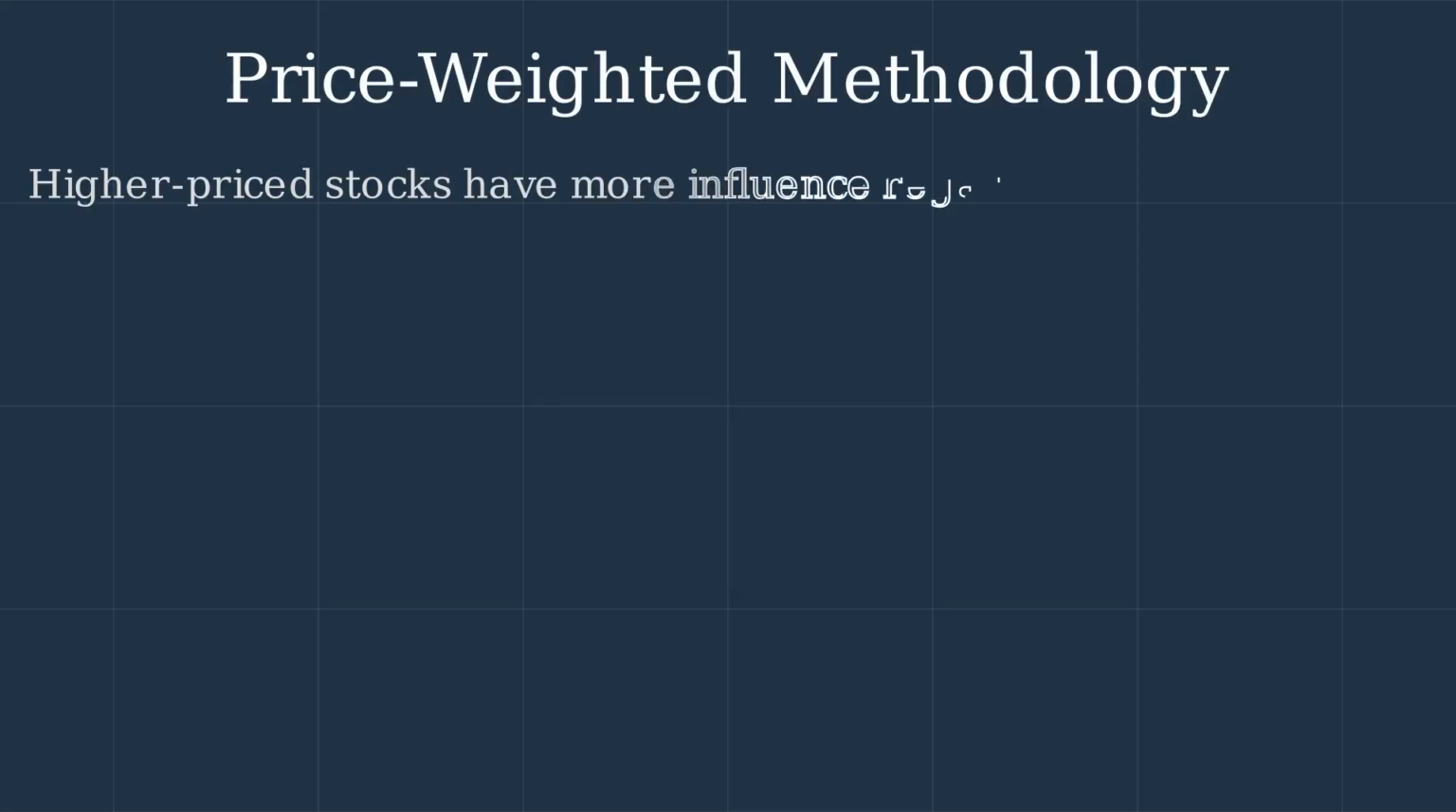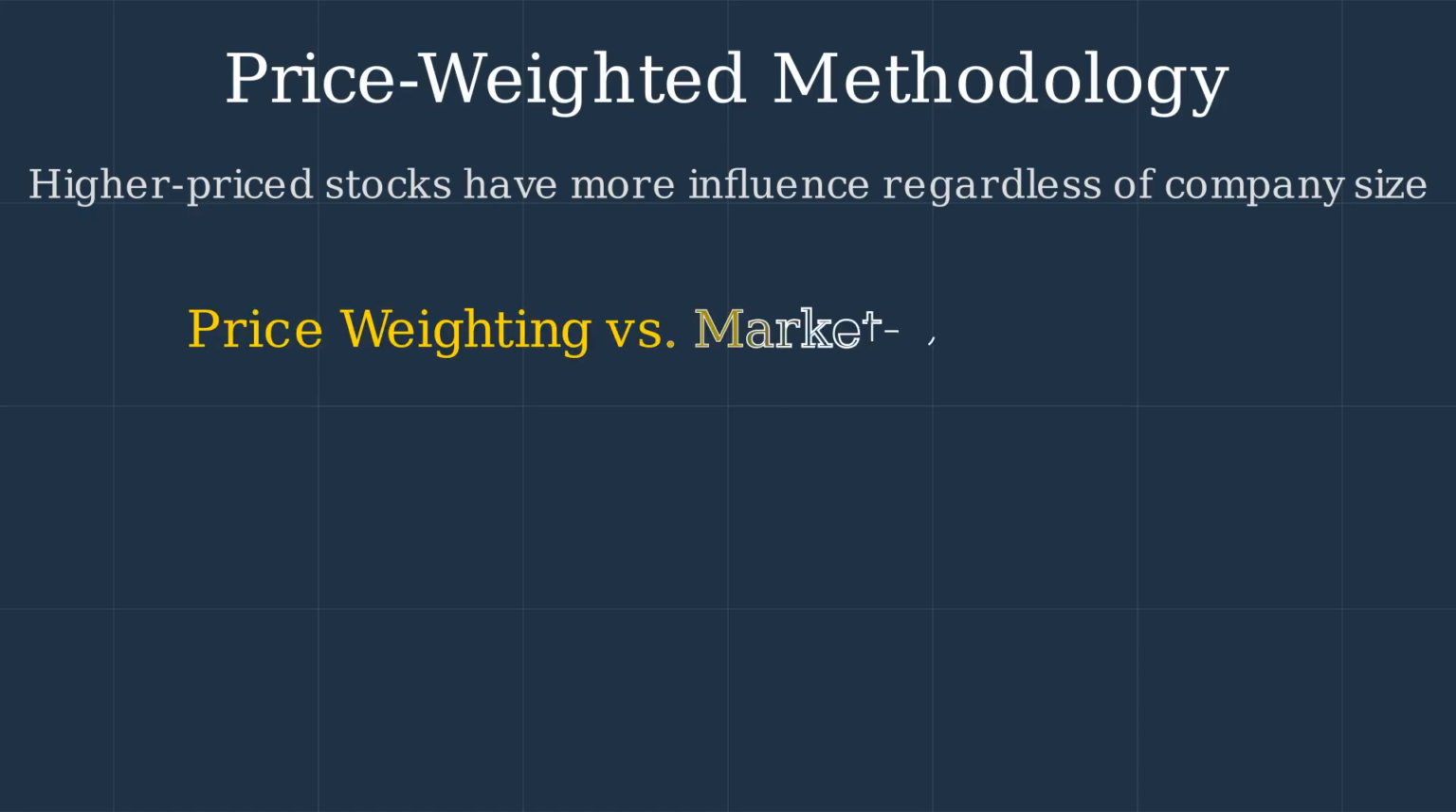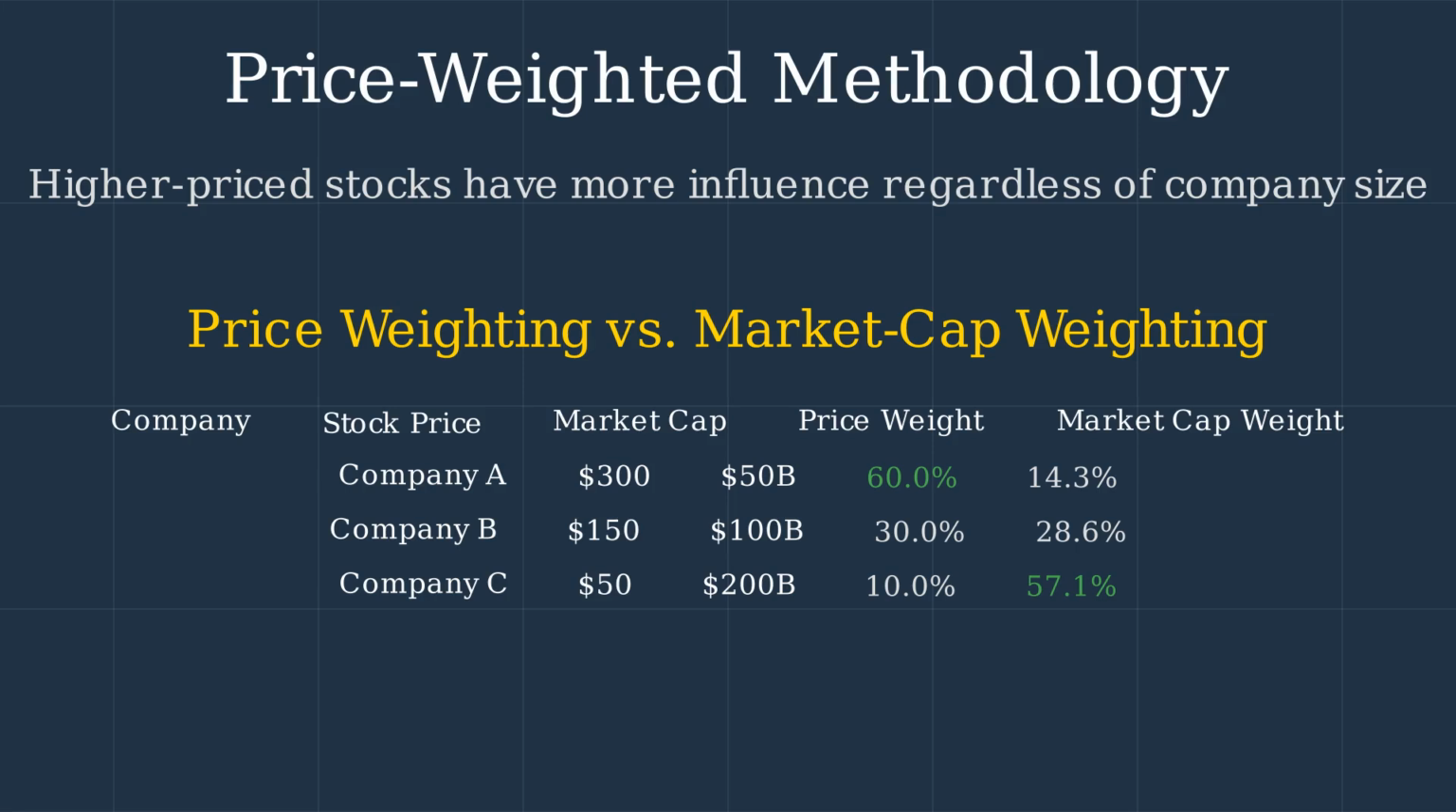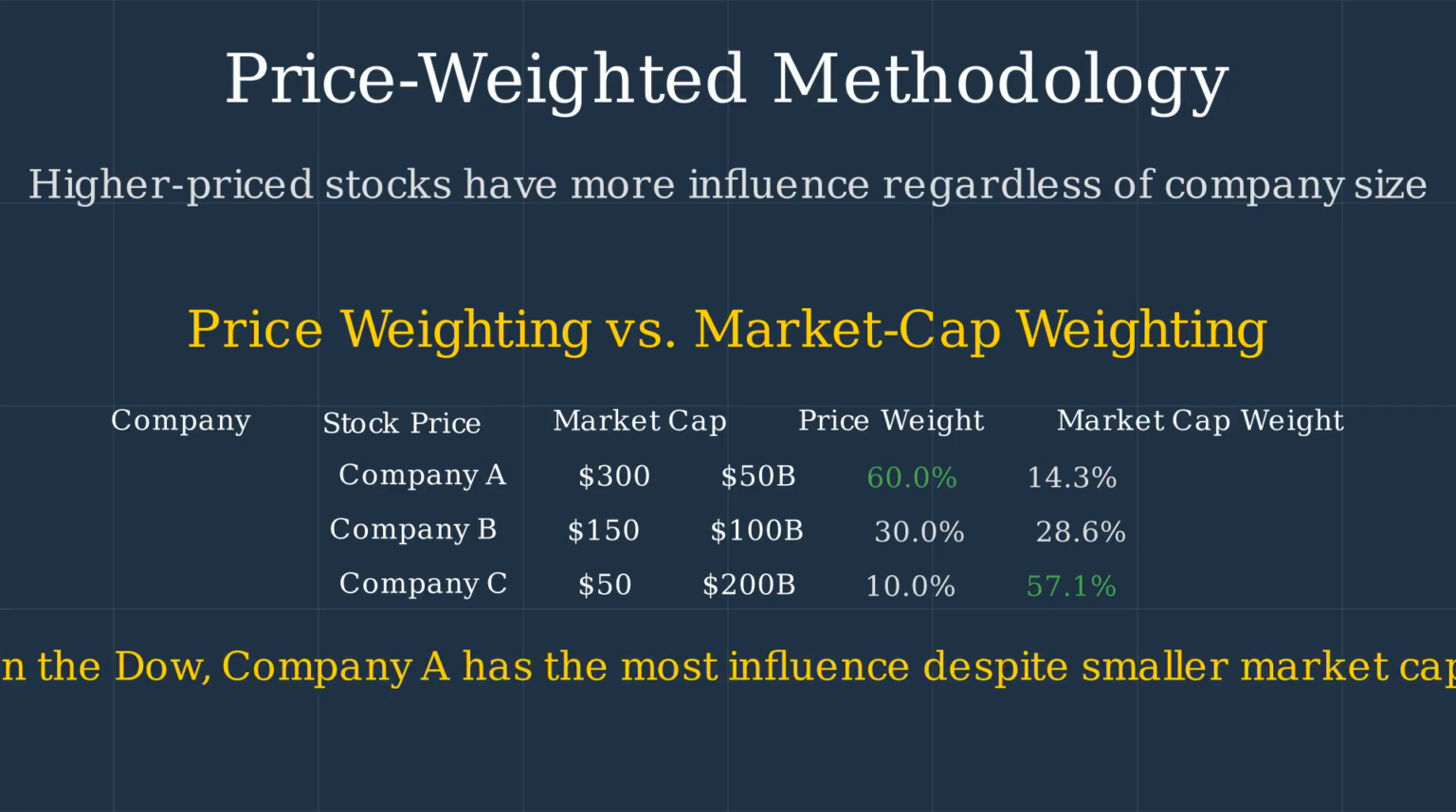Unlike most modern indices, the Dow Jones Industrial Average uses a price-weighted methodology. This means that stocks with higher share prices have more influence on the index, regardless of the company's total market value. For example, a company with a $300 share price would have twice the impact on the Dow as a company with a $150 share price, even if the second company is twice as large in terms of market capitalization.